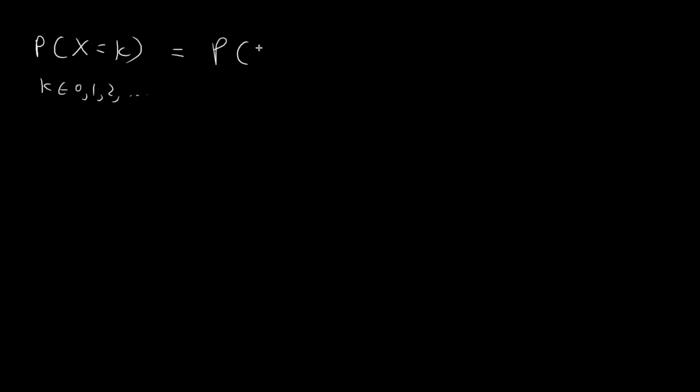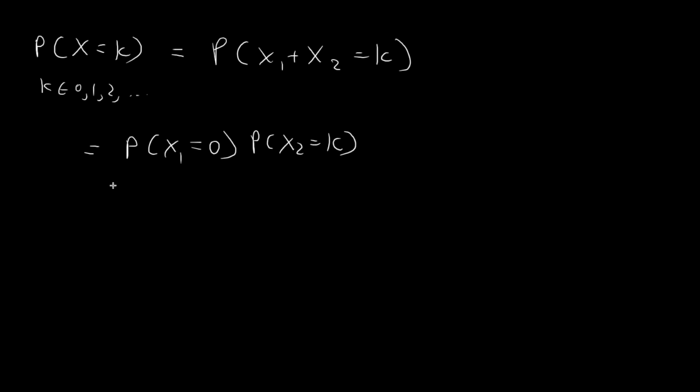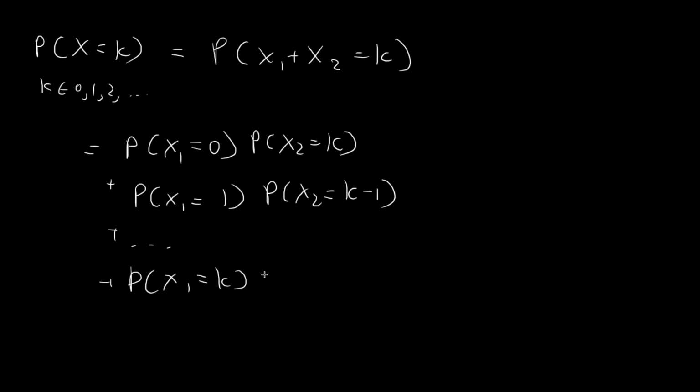First, we need to simplify this term by considering that X is the combination of X1 and X2. In what situations will we have X1 plus X2 equal to k? The first is when X1 is 0 and X2 is k. Another is when X1 is 1 and X2 is k minus 1. This goes on and on until X1 reaches k and X2 reaches 0. So we actually have k plus 1 terms here.